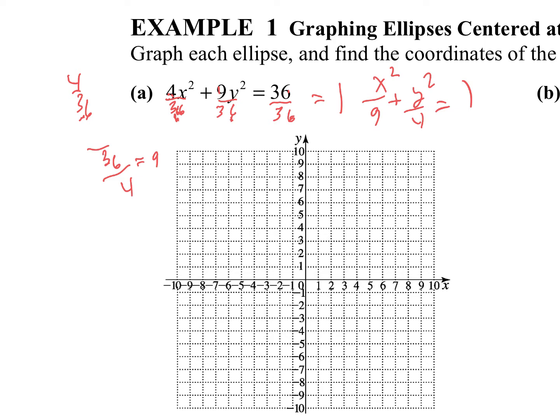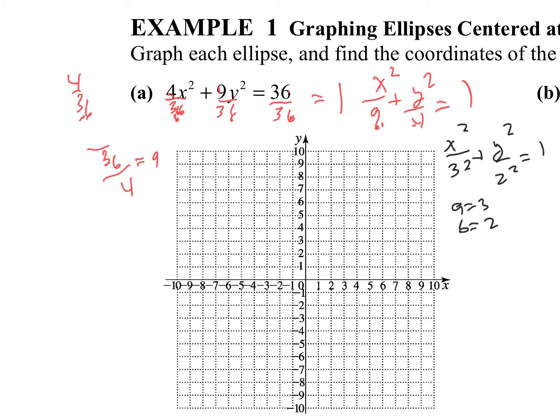Now, I can tell that this is going to be a horizontal ellipse. Why? Because the 9 is bigger than the 4, and it's underneath the x. Now, you got to be careful. I don't want 9 and 4. I want the square root of 9. So think of this as x squared over 3 squared plus y squared over 2 squared equals 1. That way you know that a is 3 and b is 2.